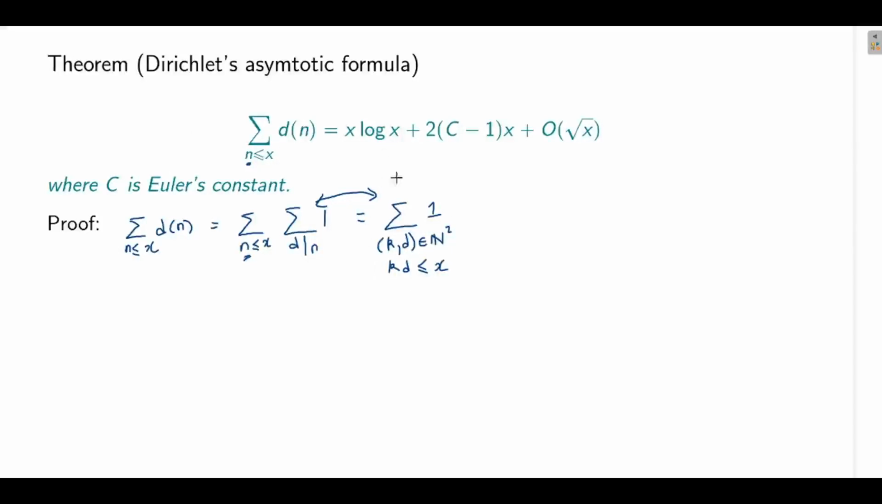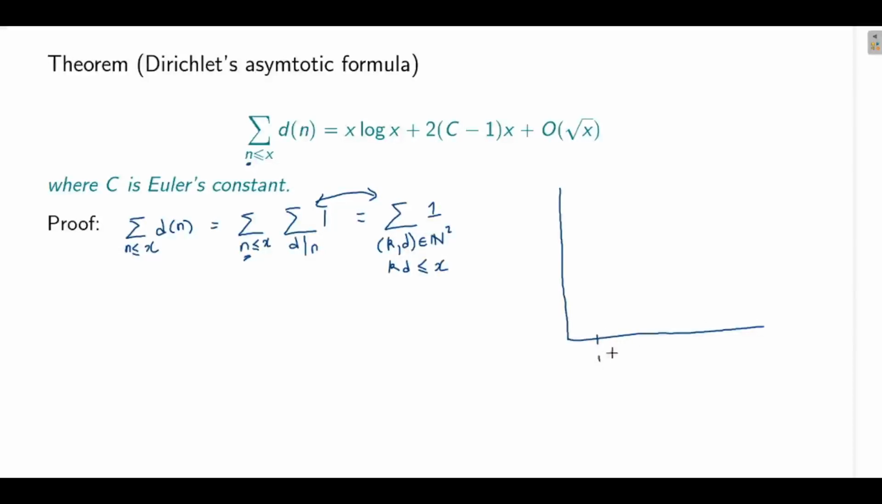Okay, so you can see here that this counts some lattice points in N squared. So let us look exactly at what is happening. Let us draw the N squared plane. Okay, so this is your N squared plane.